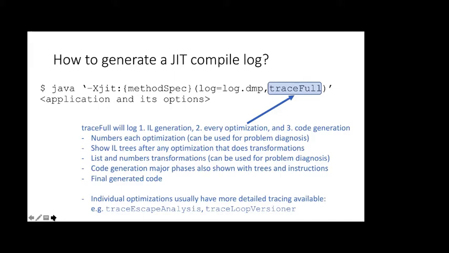There are options that you can use to feed those numbers back into another run of the compilation to do problem diagnosis, to try and narrow down which transformation actually causes a particular effect that you want to fix. And also the code generation major phases are also shown with all the trees and the instructions and how the instructions are generated from each tree, along with how the registers are assigned and so on. It will show you the final generated code.